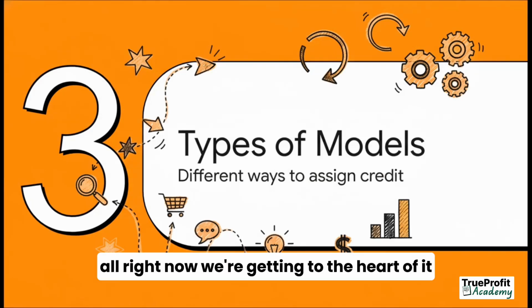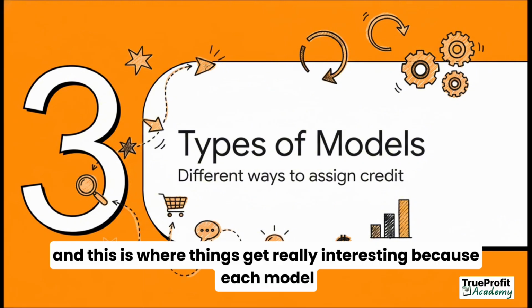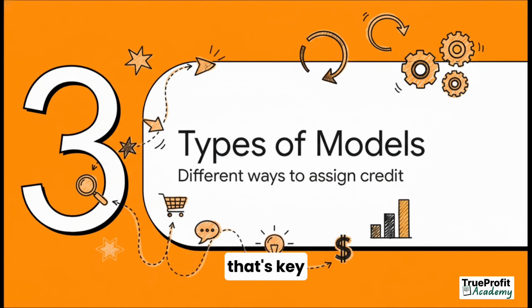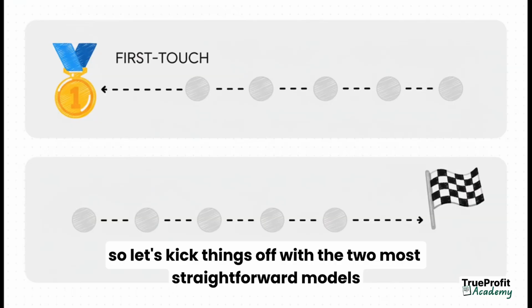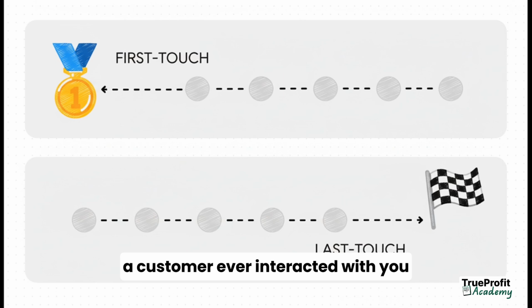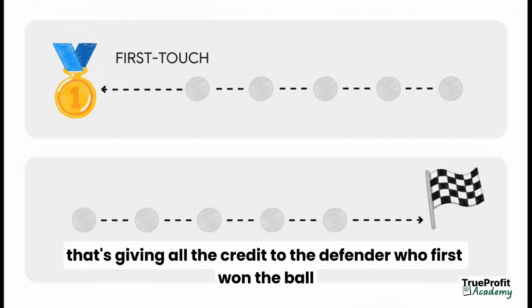All right, now we're getting to the heart of it, the different types of attribution models. And this is where things get really interesting, because each model tells a totally different story about your customer's journey, and picking the right one, that's key. So let's kick things off with the two most straightforward models, first touch and last touch. First touch gives 100% of the credit to the very first time a customer ever interacted with you. It's awesome for understanding brand awareness. In our soccer analogy, that's giving all the credit to the defender who first won the ball.